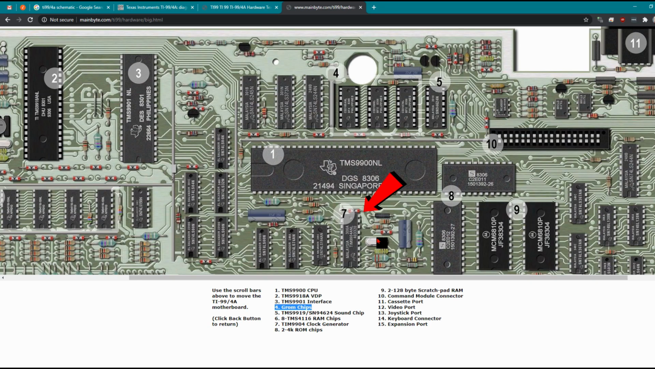Down here, chip number 7, this is the clock generator, which makes sense. It's right next to the crystal oscillator. Up here, number 5, this is the sound chip. Yeah, it's a little tiny chip, but this is the same size as the one on the Tandy.